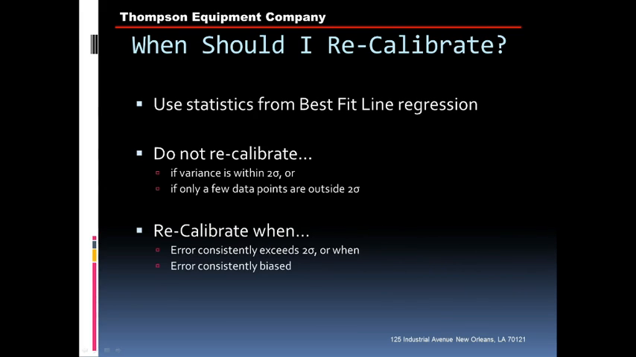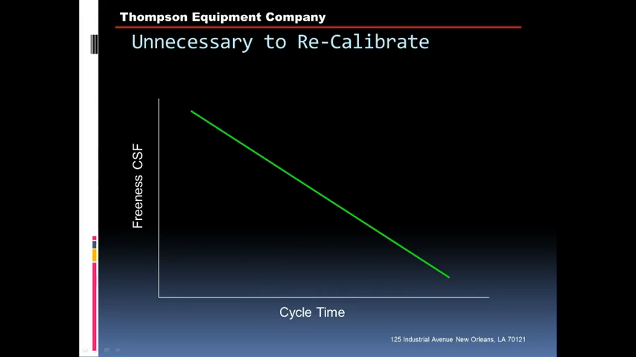However, if you saw that the error consistently exceeded the 2 sigma limit, or if you saw that the error was consistently biased, typically always on one side of the line or the other, then you might want to consider recalibration. So let's take a look at some illustrations.